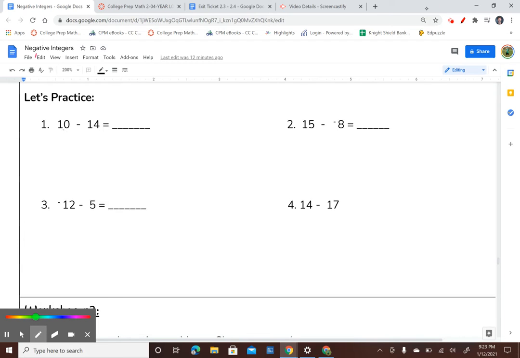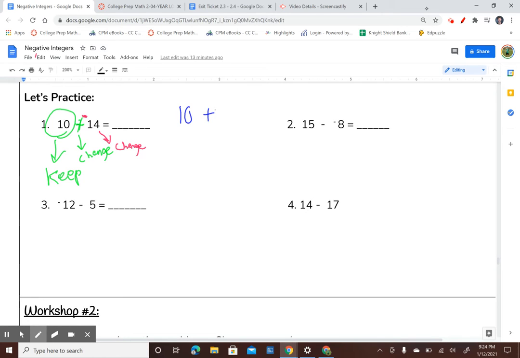In this first problem here, I have positive 10 and I'm going to keep it, not do anything with it at all. But then I have a subtraction sign. And what I'm going to do is change it to an addition sign. And then I'm going to change the sign of the number that follows it. So I'm going to change my positive 14 to a negative 14. So keep, change, and now my problem looks like this.